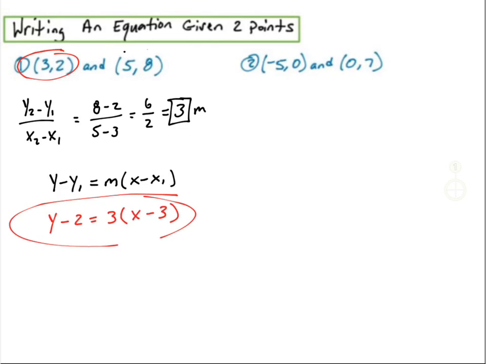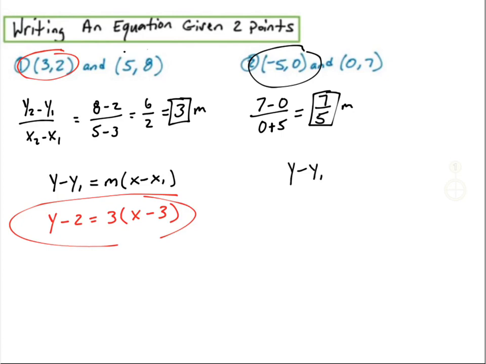All right, second problem, same idea. Let's find our slope. So we're going to take y2 minus y1 over x2 minus x1. Since it's minus a -5, we just change it to plus 5. So we've got 7 over 5, or 7/5, is our slope for this problem. Then we're going to take this point and put this into point-slope form. So remember, that's y minus y1 equals m times x minus x1.